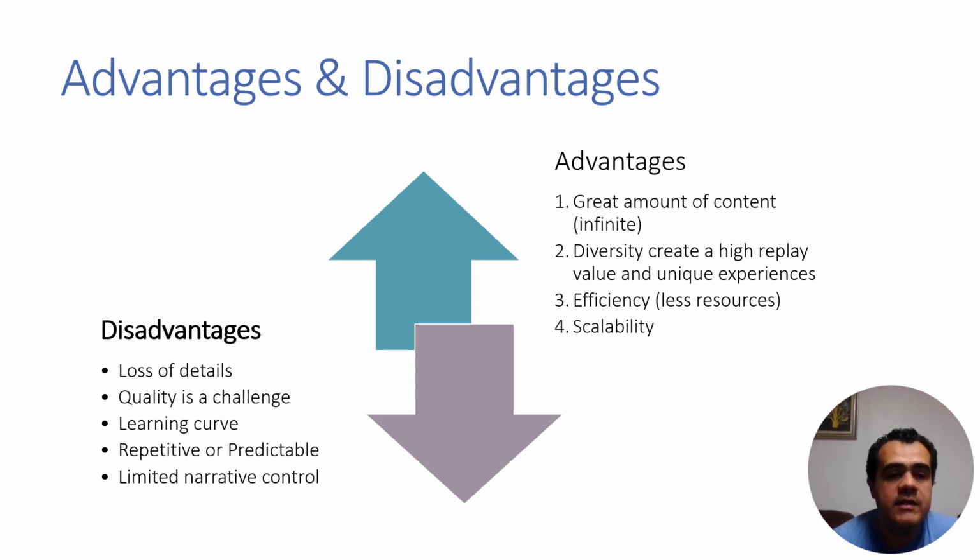Of course, there are disadvantages. Sometimes we can lose details, for example, when we generate maps, the quality is a really big challenge. We need to create very good algorithms. It's not easy to implement. Actually, it's more complex than I thought. Sometimes it could be repetitive, and it's really hard to create a history for a video game with a procedural generation map, because we need to match a history with a random map. That's the challenge.